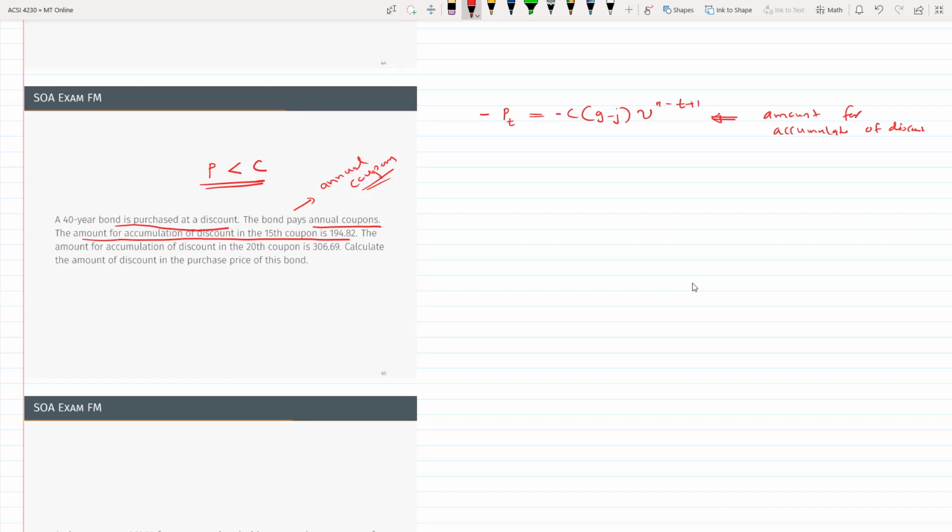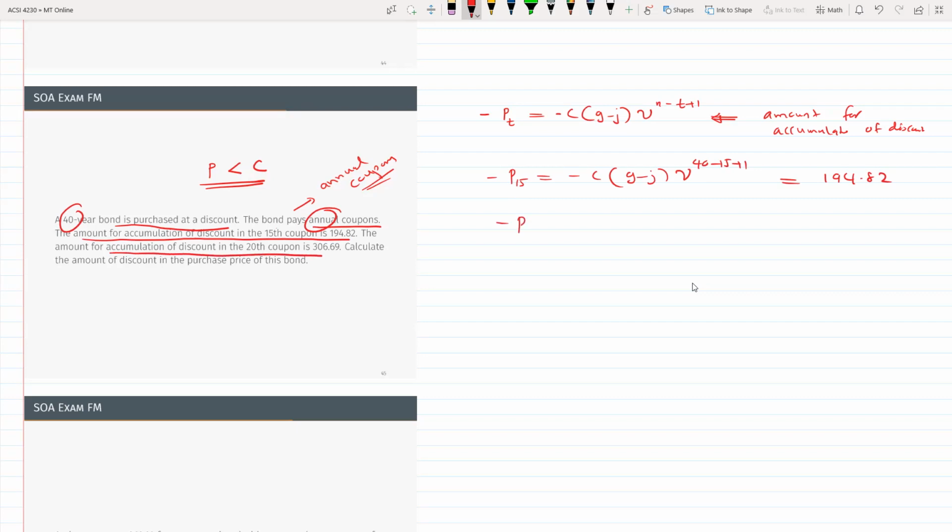Okay. So 15 coupon. Okay, so S right P50. V minus J, V N is 40 and these are annual coupons. Okay, so 40 minus 15 plus 1. And that's going to be what? 194.82. The next one says the amount for accumulation or discount the 20th coupon.